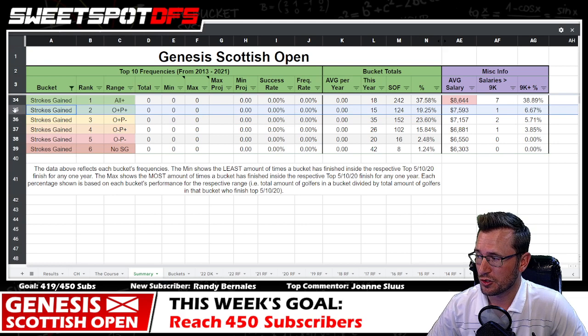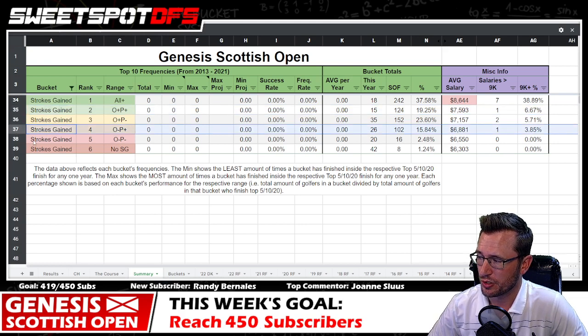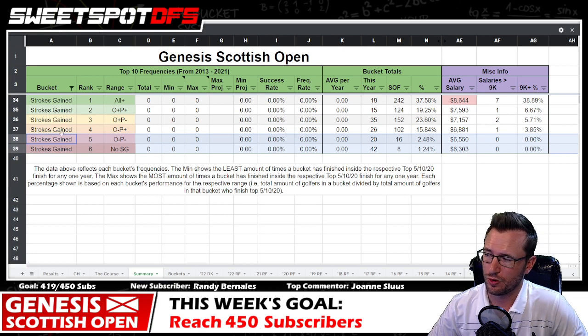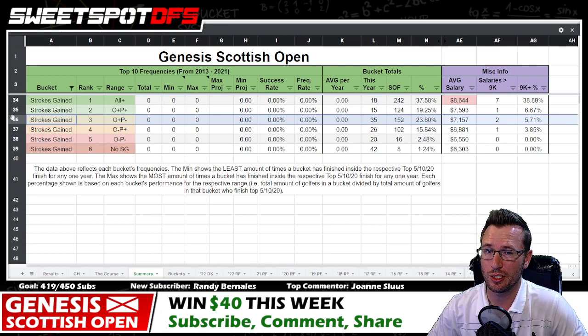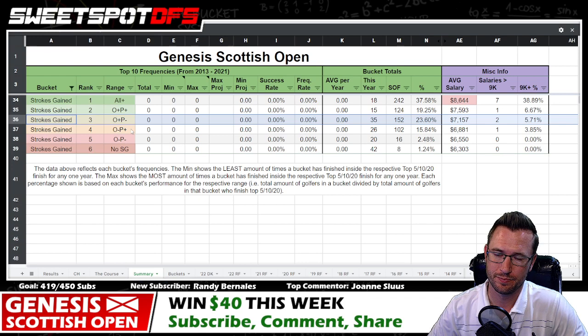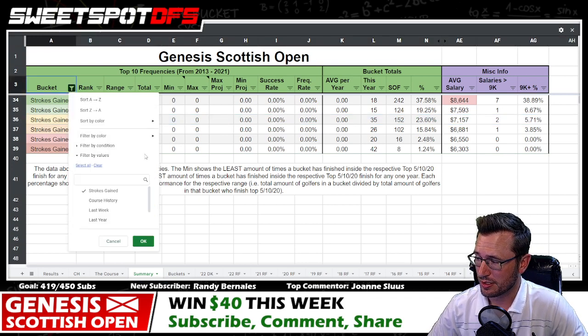0 to 2 for strokes gain 2, 0 to 2 for strokes gain 4, and then 0 to 1 for each of these buckets down here. So again, I'd probably anchor around strokes gain 1. Definitely want to include 1 strokes gain 3 in my lineup, and then mix and match the rest of them. So that is the bucket system in a nutshell.